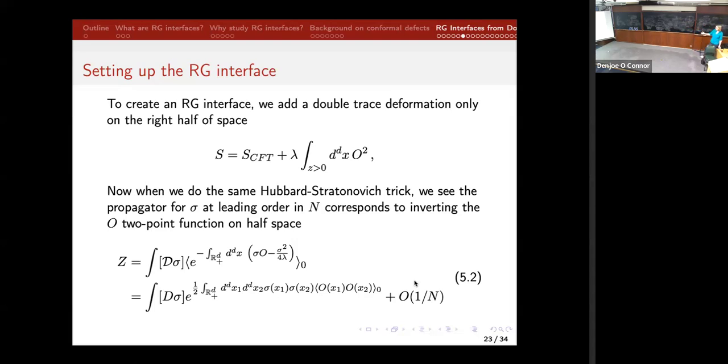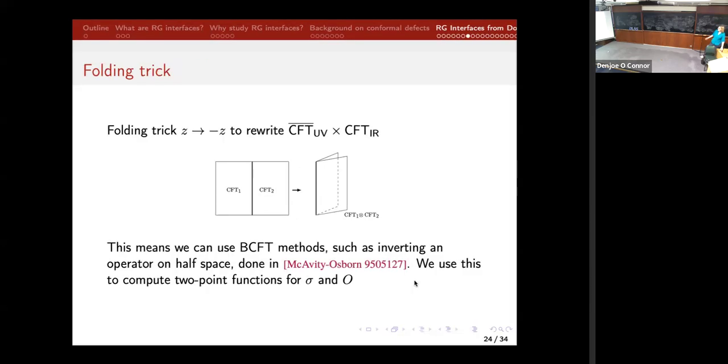But yeah, in this case, to get the propagator for the sigma fields, you would have to invert this O correlation function with respect to the original SCFT, but only on half space this time. And inverting something on half space sounds a lot like boundary conformal field theory. So if we use a folding trick to take this z coordinate, which is the coordinate perpendicular to the defect, so take the UV theory and send z to minus z, then we have a folded picture where we can treat that as a boundary conformal field theory.